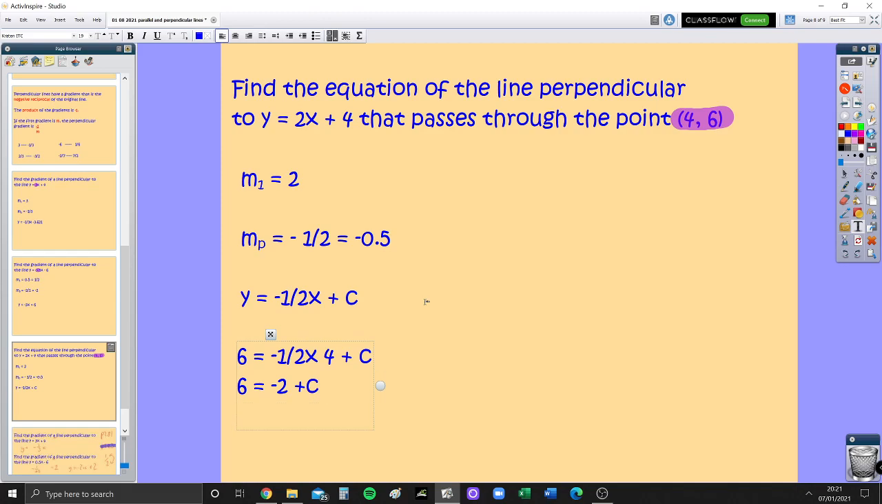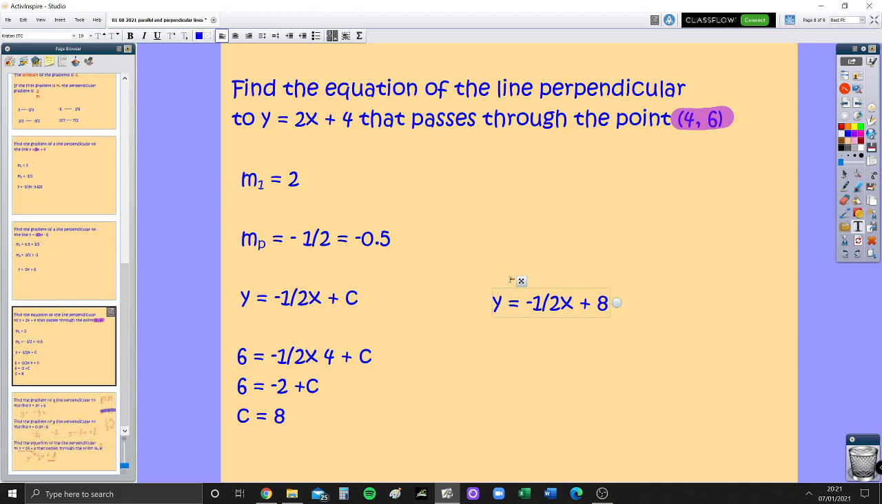So then we should be able to work out what c is. Minus 2 plus c is 6, so c must be 8. And then we can plug that back into our original line equation that we started off here, because now we know what c is. So y equals minus a half x plus 8. We've got our line equation done for our perpendicular line. So that's a little run through of using our perpendicular lines.